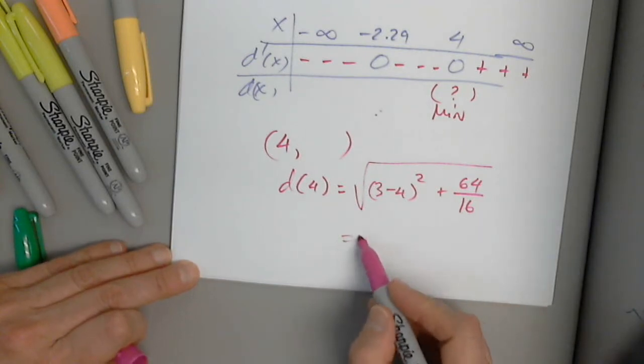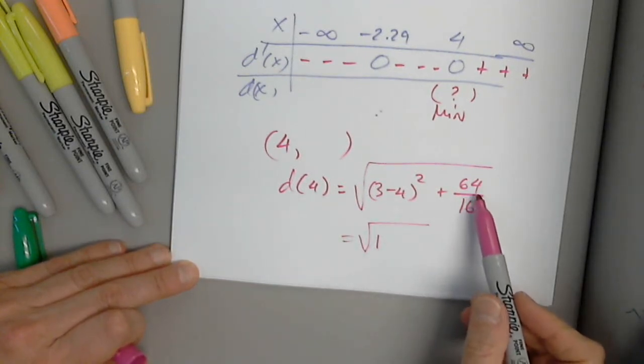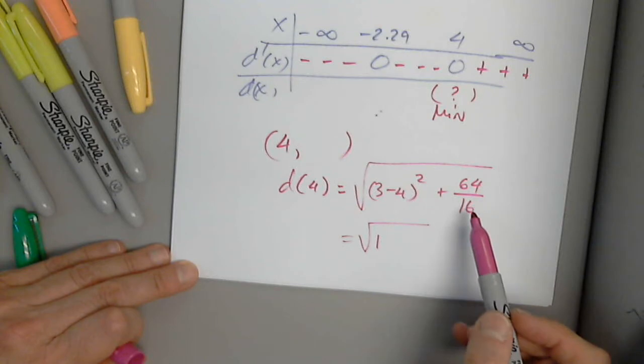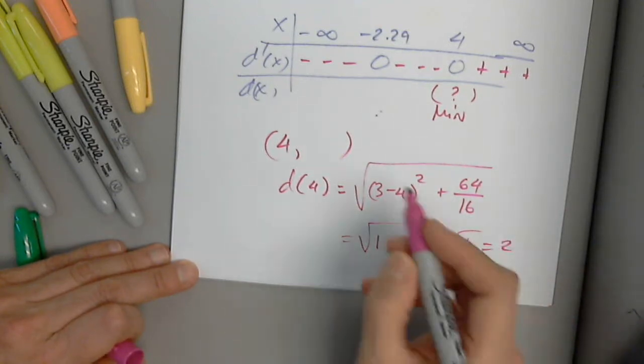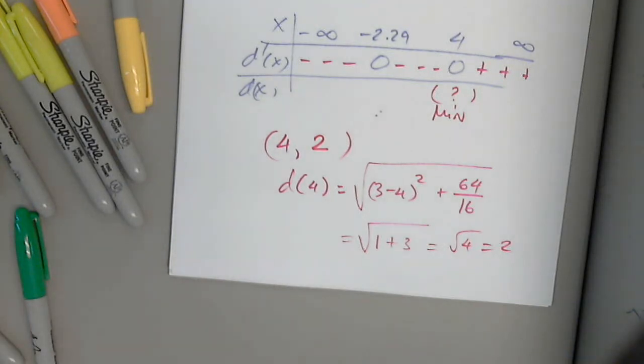So this will be 1. And here I have 3. Nice. So the square root of 4 is 2. So the point that is the closest to y equals 8 over x from 3, 0 is the point 4, 2.